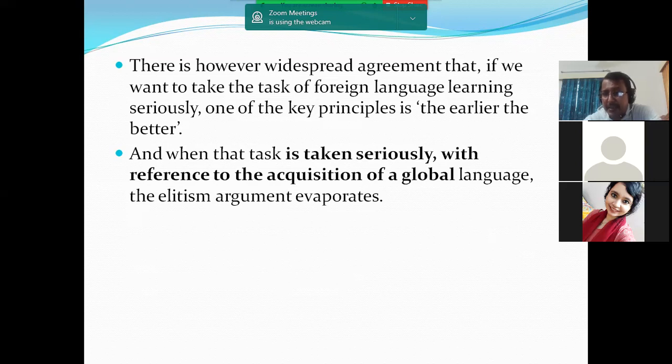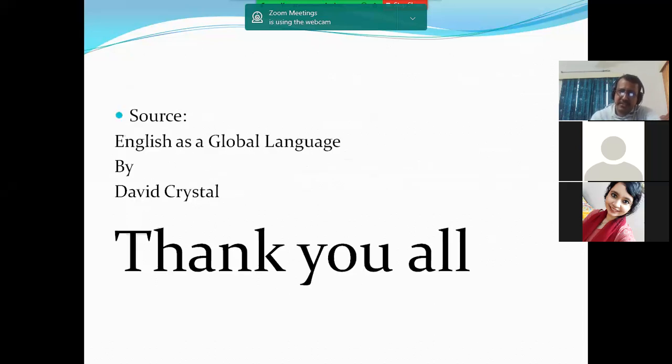It means that if anybody starts learning a second language from age 3 or 4, she or he will be learning the English language similar to native English speakers. And when that is the scenario, then the elitism of English language learners will evaporate. That is the question. So thank you very much for attending the class.